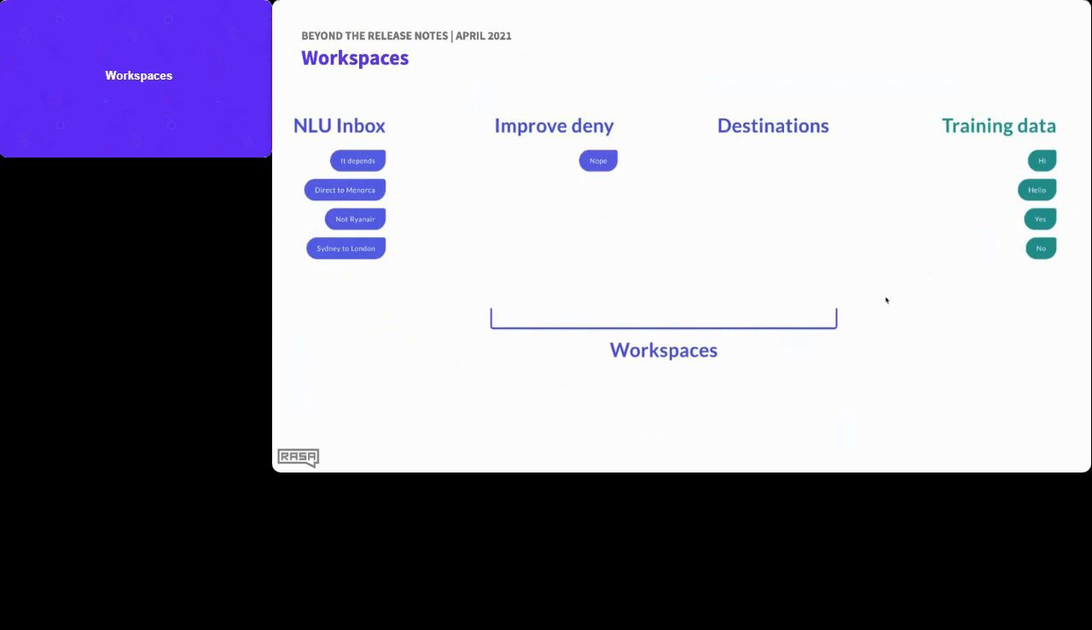If I was to then add a note to the improve deny workspace, you can see it's left the NLU inbox and is in improve deny. If I then switched workspaces and added a few things to destinations, they're now in that workspace and not in the NLU inbox anymore. If I was to switch and then add a further thing to improve deny, but then decide that actually that doesn't belong there, when I discard it from that workspace, it returns to the NLU inbox.